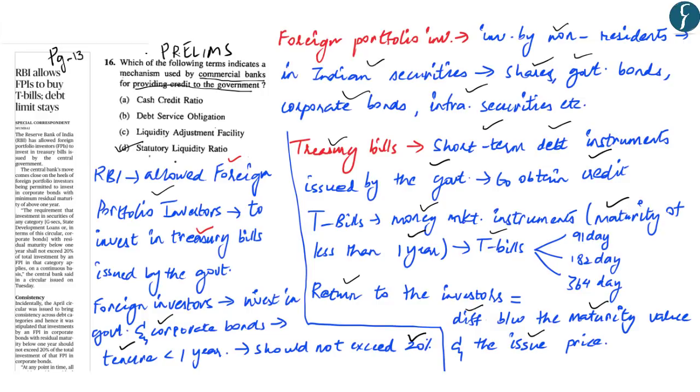As we already discussed, under SLR, banks are supposed to hold a certain proportion of government securities. So usually what they hold is treasury bills. By investing in these treasury bills, banks are providing credit to the government. And that's what we discussed here, that treasury bills are issued by the government in order to obtain credit. Such questions are asked in the prelims exam, and you should understand this topic from the prelims point of view. With this, we will move on to the next article.